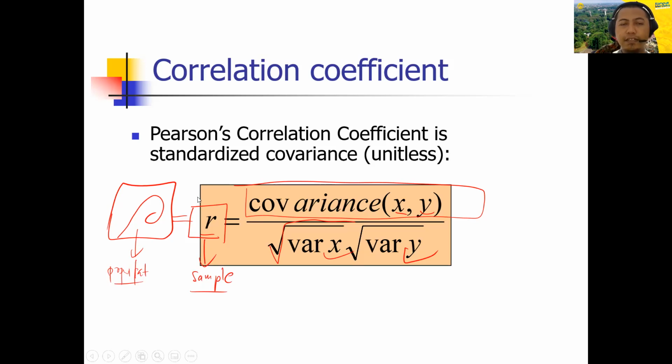So far, are there any questions for my explanations? Sir, but the correlation for the population and for the sample, the formula is equal, right? Theoretically it is equal. Yes, theoretically.